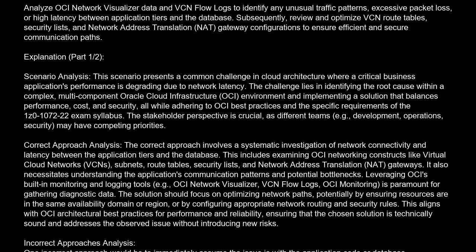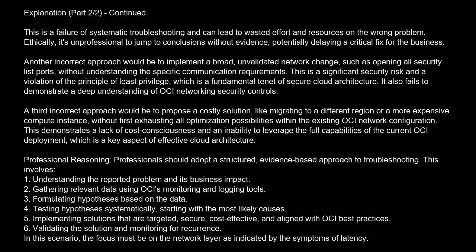Incorrect approaches analysis. One incorrect approach would be to immediately assume the issue is with the application code or database performance without first thoroughly investigating the network layer. This is a failure of systematic troubleshooting and can lead to wasted effort and resources on the wrong problem. Ethically, it's unprofessional to jump to conclusions without evidence, potentially delaying a critical fix for the business.